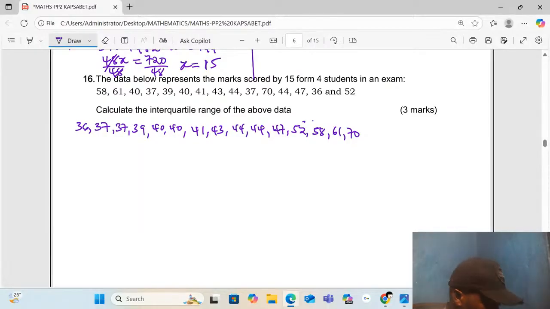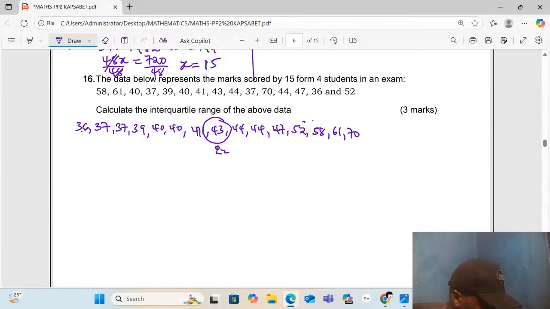To find the interquartile range, you simply take Q3 minus Q1. So we have Q1, Q2, and Q3. Now, Q2 is the middle one. So we count 1, 2, 3, 4, 5, 6, 7, 8, 9, 10, 11, 12, 13, 14, 15. So we count the eighth one. The eighth one, this one, is now our Q2.